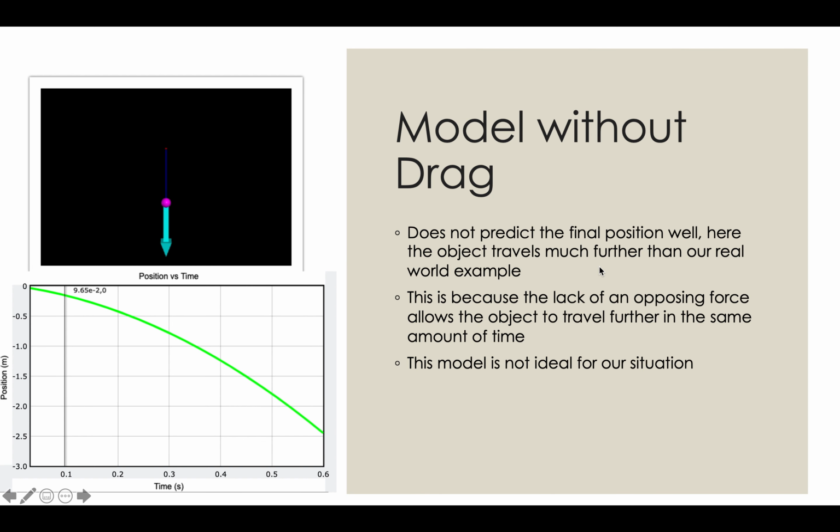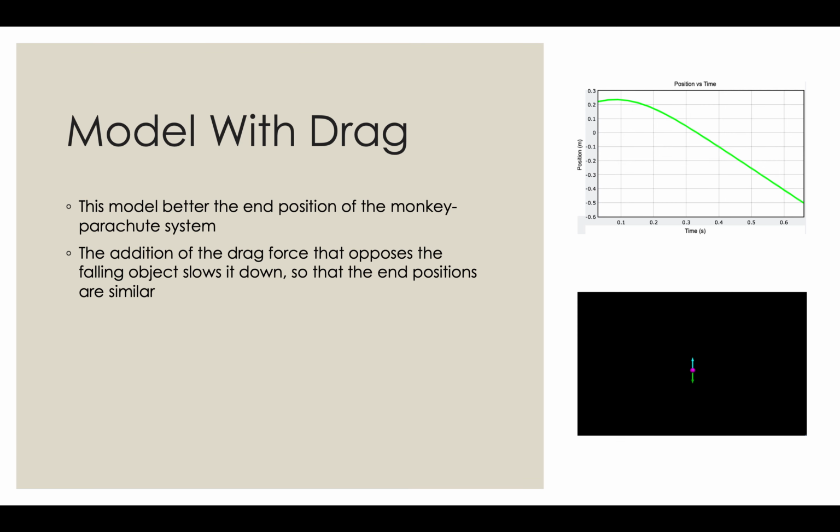In GlowScript, I modified the code from Lab 2 in order to predict the motion of the monkey parachute system with only the force of gravity acting upon it. This model did not predict the motion well because it overpredicted the total distance traveled in 6 seconds. The lack of an opposing force to motion allows the object to travel further in the same amount of time.